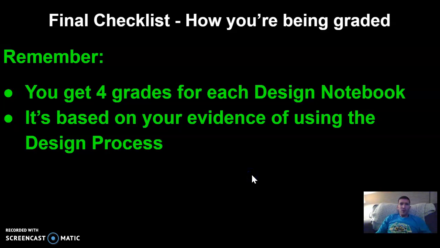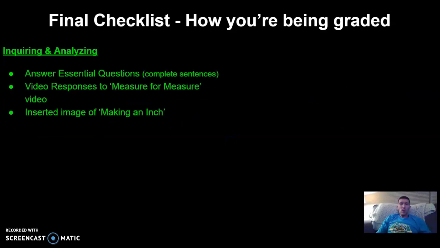Just remember that for each design notebook, you get 4 grades. It's not just 1 grade out of this design notebook, it's 4 of them, and it's entirely based on the evidence that you show for using the design process. We've been doing this each day for the last couple weeks. The first grade, the first part of the design process, is inquiring and analyzing. For this grade, we're going to look at your essential questions, the video response to the Measure for Measure video, and then inserting an image of the making an inch activity.